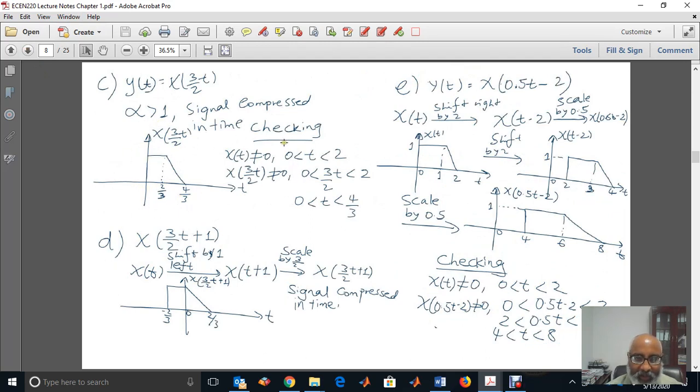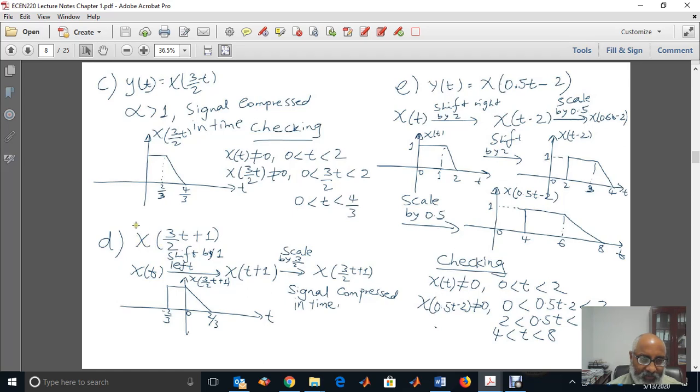Again, we can check the interval where it is different from 0. X of t is different from 0, the original one, between 0 and 2. And the transformed one, 0 is less than 3 over 2 t less than 2. And if I divide everything by 3 over 2, I will get between 0 and 4 over 3.